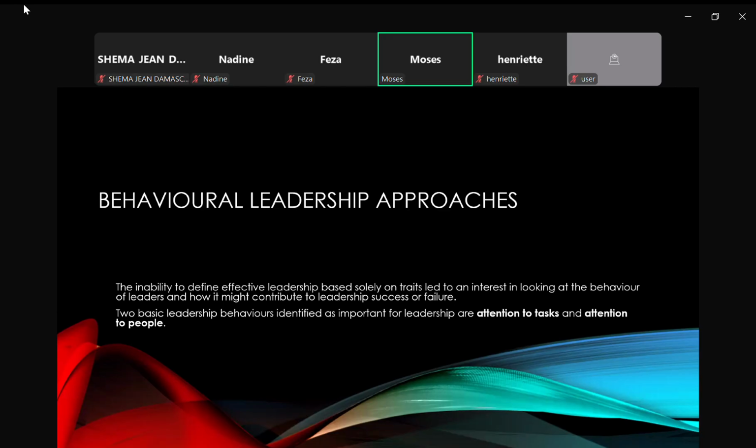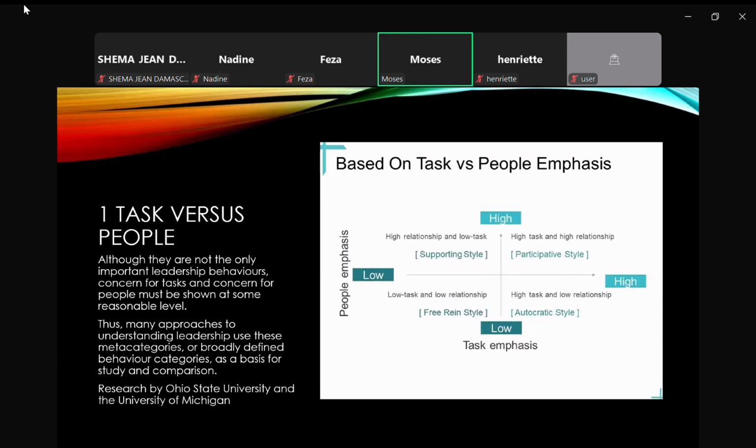Now let's talk about behavior leadership approaches. Behavior leadership approaches are those approaches that simply suggest that a leader becomes a leader because of the behaviors they have. The first model is task versus people. All behavior leadership approaches are built on this concept that some leaders are task-oriented, others are people-oriented.